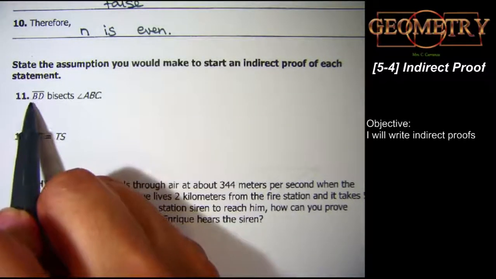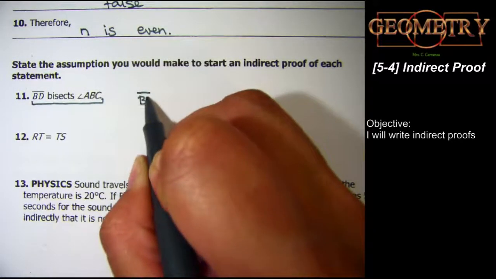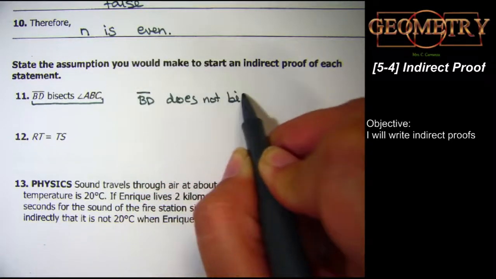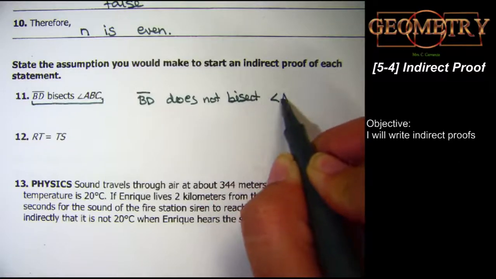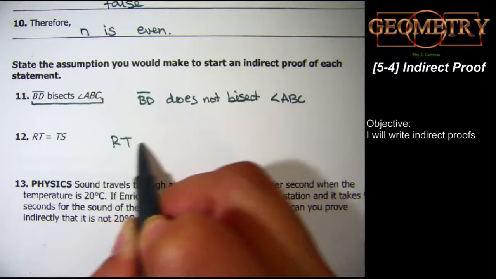All right, if this were the conclusion, if this were the thing we're trying to prove, how would I write this as an assumption to start an indirect proof? BD does not bisect. It does not, right. You just make it the opposite. That's all you're doing. If BD bisects, then we're going to assume that it does not bisect. Beautiful. RT is equal to TS. The indirect proof assumption would be? RT is not equal. Yep, RT is not equal to TS.